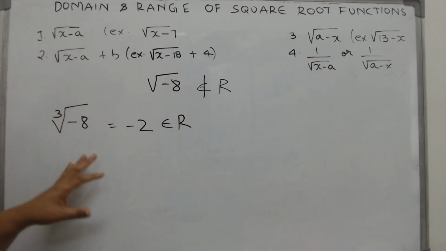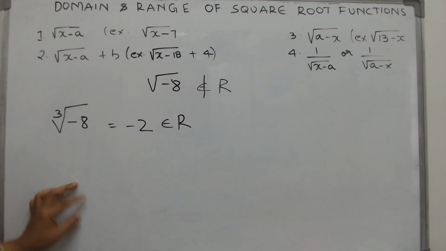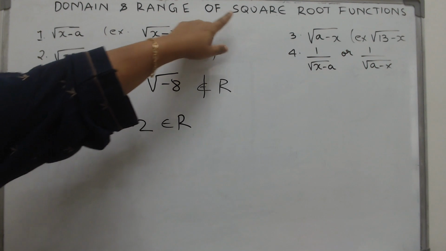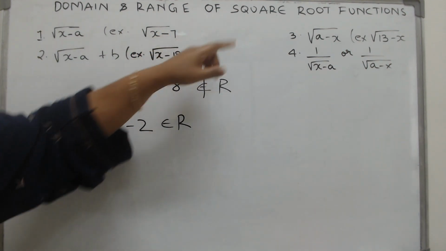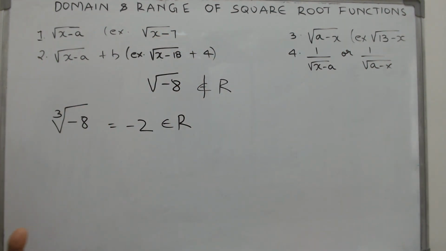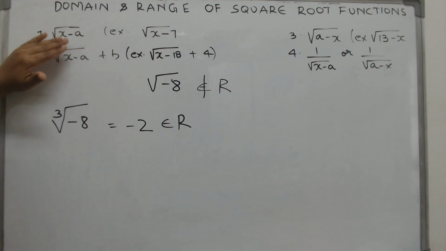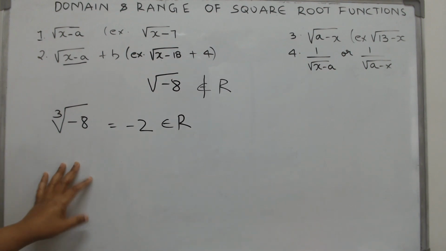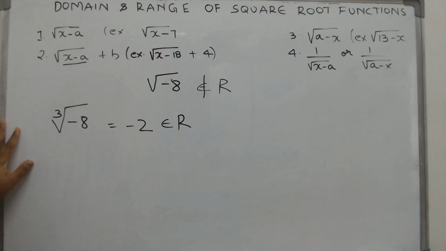So you see, this domain restriction, that the radicand cannot be negative, applies to any even root: the square root, fourth root, sixth root. We cannot have negative radicands. But if we are dealing with a cube root, absolutely no problem. It is completely legal. Now shall we start the class?